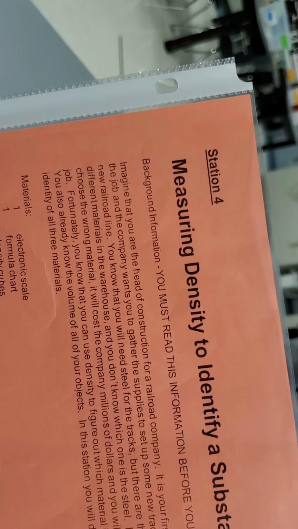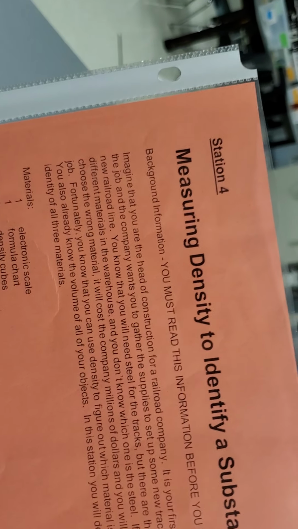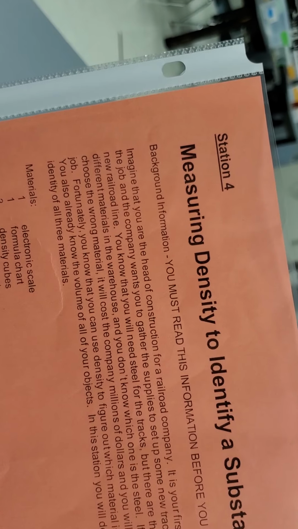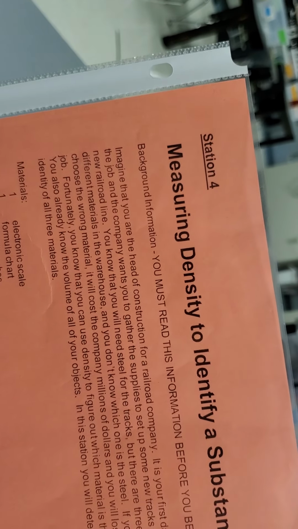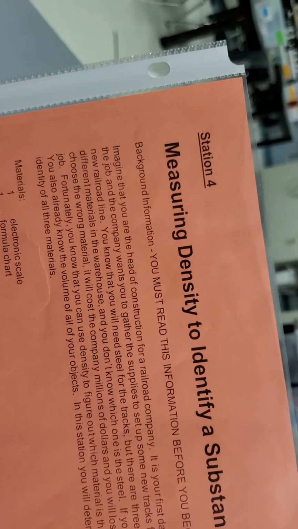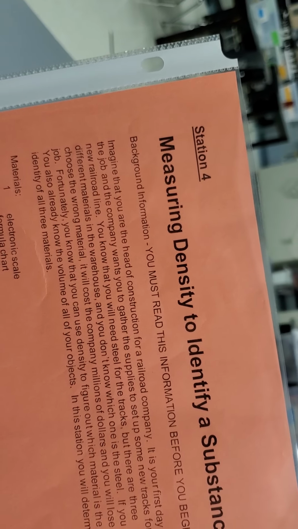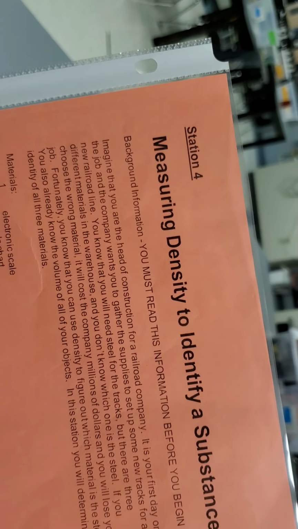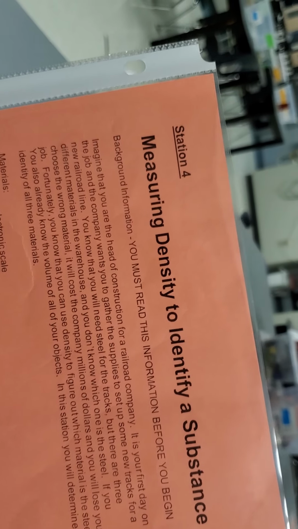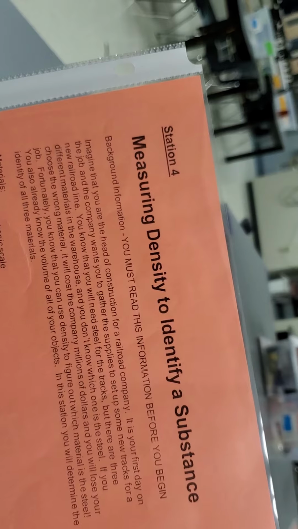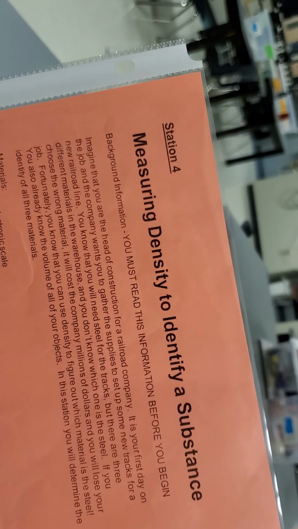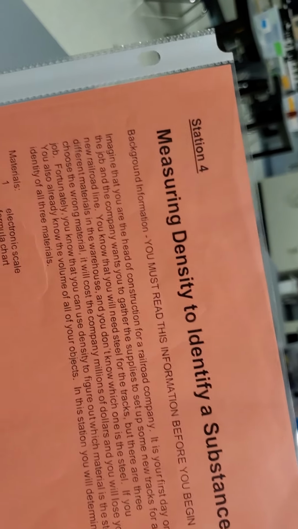You know that you will need steel for the tracks, but there are 3 different materials in the warehouse, and you don't know which one is the steel. If you choose the wrong material, it will cost the company millions of dollars and you will lose your job. Fortunately, you know that you can use the density to figure out which material is the steel. You already know the volume of all your objects. In this station, you will determine the identity of all 3 materials.